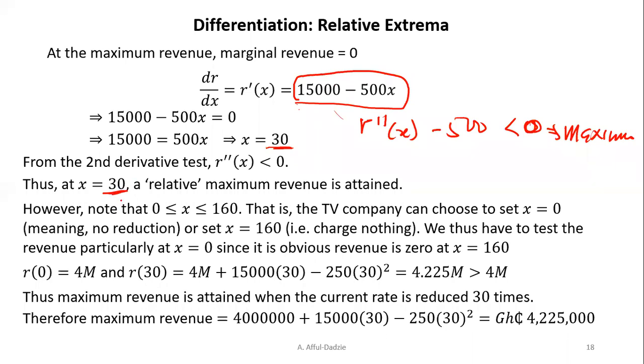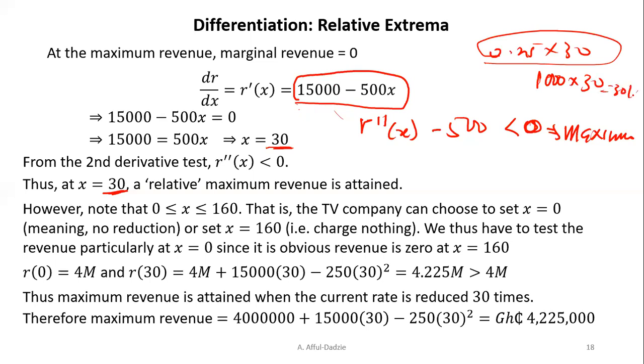The relative maximum point, or the point at which we will make the maximum revenue, is when we reduce it 30 times. If you want to find that price, that is just going to be 0.25 times 30, and then subtract it from the 40. That would give you the price. And then we also know that we are going to have 1,000 times 30, and that is going to be 30k. So you're going to have a total of 130,000 subscribers at a certain price, okay?